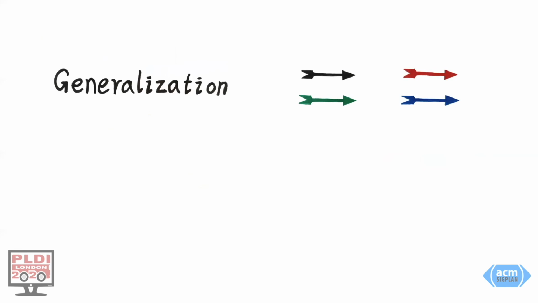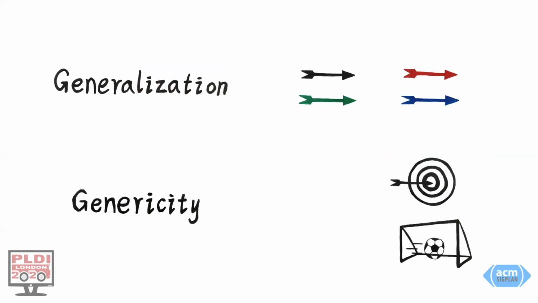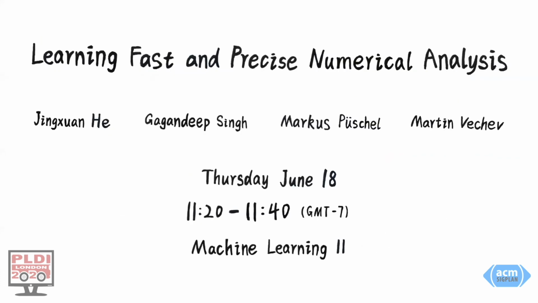We show Lait to achieve generalization as it works on different programs. Lait is also generic. It can be applied to different numerical domains, including polyhedra and octagon. For more details, welcome to our talk.